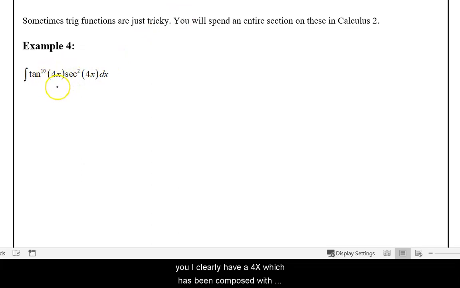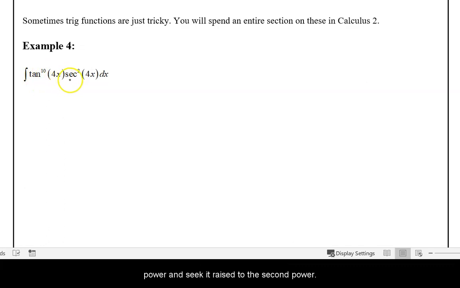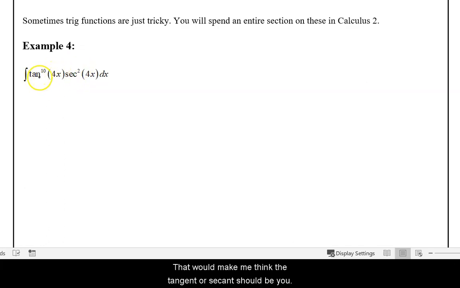I clearly have a 4x, which has been composed with both tangent and secant. That would tend to make me think that maybe 4x is u, but then again, I've got tangent raised to the 10th power and secant raised to the 2nd power. That would make me think that tangent or secant should be u. In truth, there are going to be 2 u substitutions here. You're not going to get away with just one.